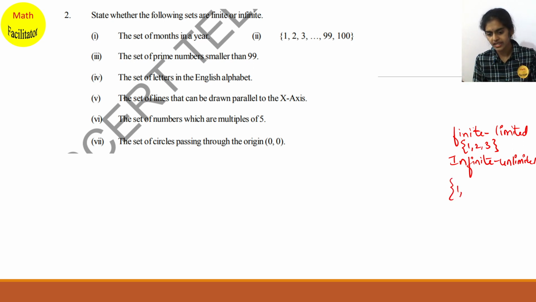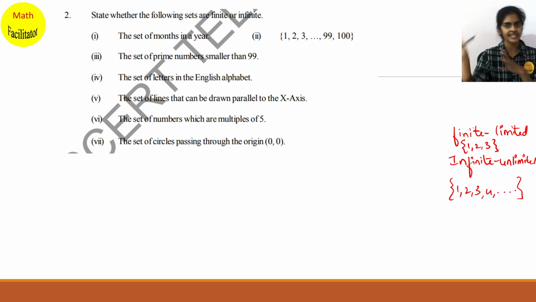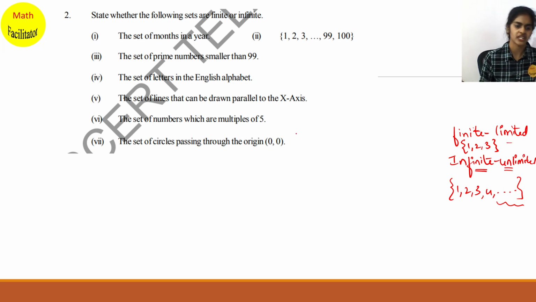Suppose I give this example as 1, 2, 3, 4 and so on. This "so on" implies that the elements are going on. You have so many elements here, right? 1, 2, 3, 4, 5, 6, 7, 8, 9, 10. So it's going on. The list is never ending. There is no end to the list. It is unlimited, so such a set is called infinite. And whenever the elements are limited, when you are able to count the number of elements, it is called a finite set, or a limited set.